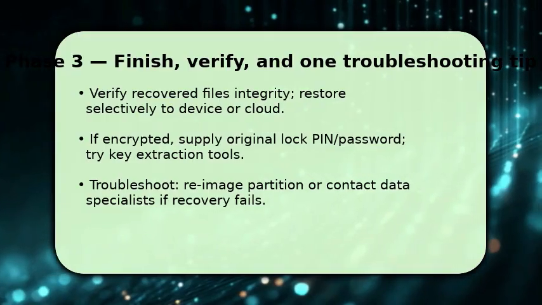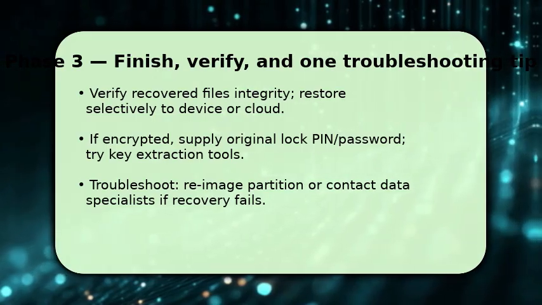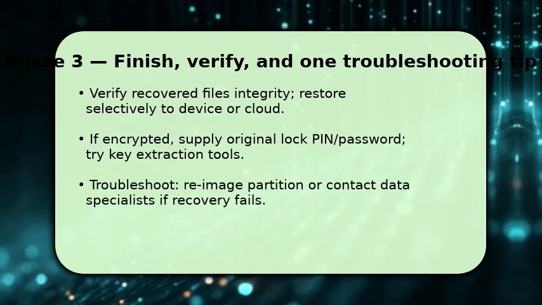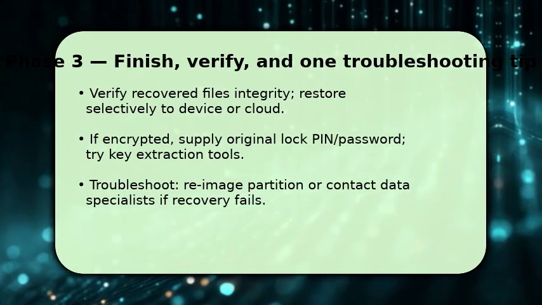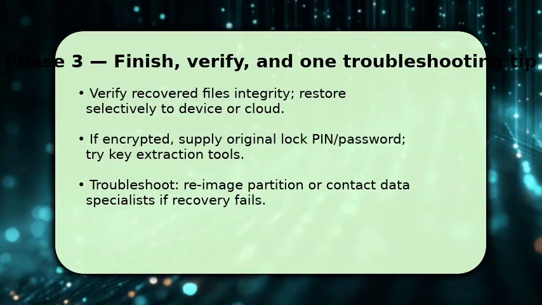Open photos, test messages, and check contact formats. Restore selectively, start with critical files, and sync them to cloud storage for redundancy. If files appear encrypted, provide the original lock PIN or password.